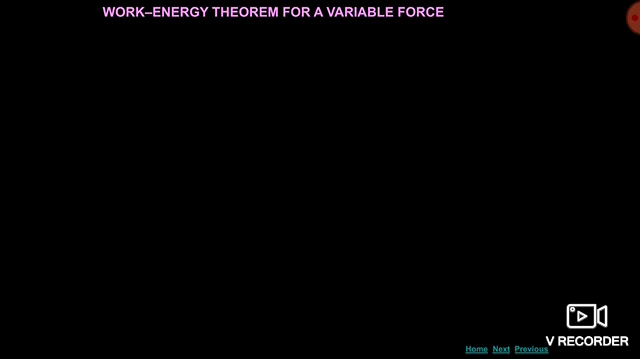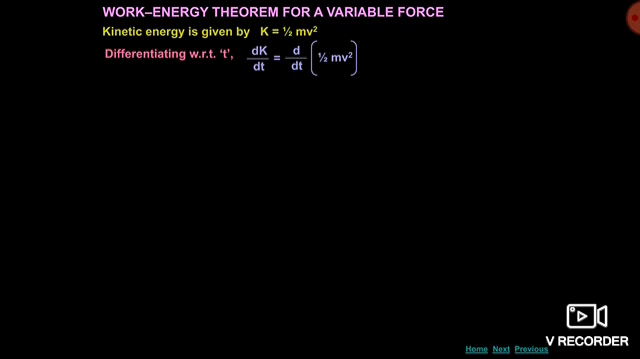Now we can apply the work energy theorem for a variable force. We know that the kinetic energy is half mv square. We can differentiate with respect to t, so it will be dK by dt, which is d by dt of half mv square. We are not differentiating the half because it is a constant value. It can be further written as mv into v. So we take m v out and differentiate, giving m into dv by dt. Now dv by dt is acceleration and mass into acceleration is force. We get f into v.